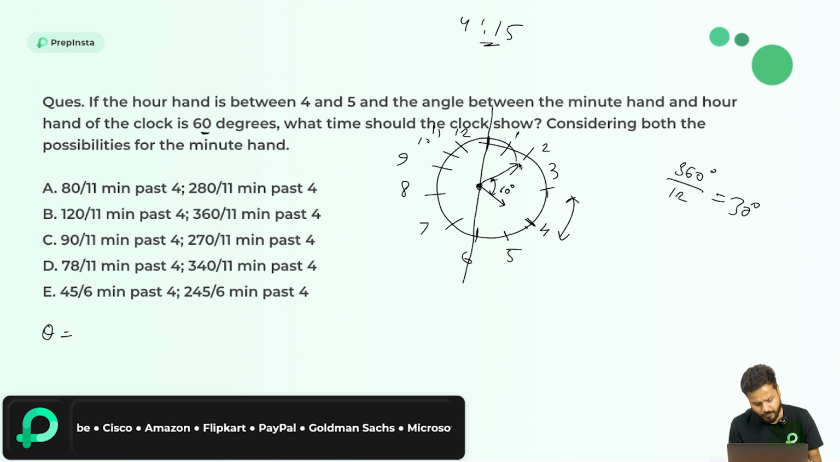I hope you understand, because the angle between 3 and 4 is 30 degrees, because the entire angle on a clock is 360 degrees, because it's a complete circle. It is divided between 12 different hours. So 360 divided by 12 is 30. So the minute hand will be somewhere around 2, so that the angle is 60 degrees. So this is an anti-clockwise angle.